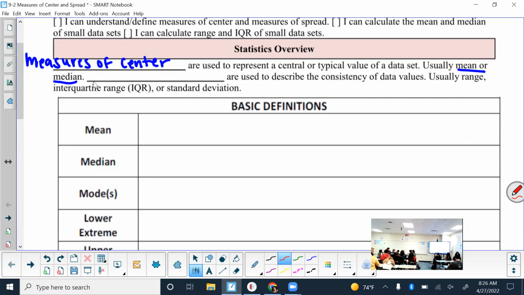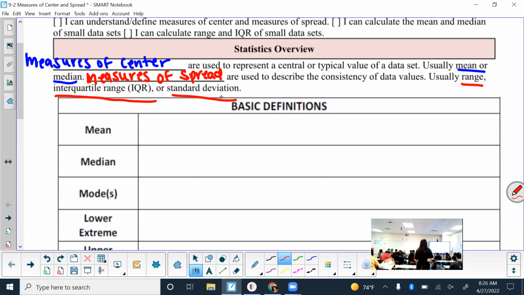Measures of spread, this next blank, are used to describe the consistency of the data values. So that would be like range, interquartile range, or standard deviation. Measures of center is like what number is most of the data centered around. Measures of spread is how far away the data points differ from each other.